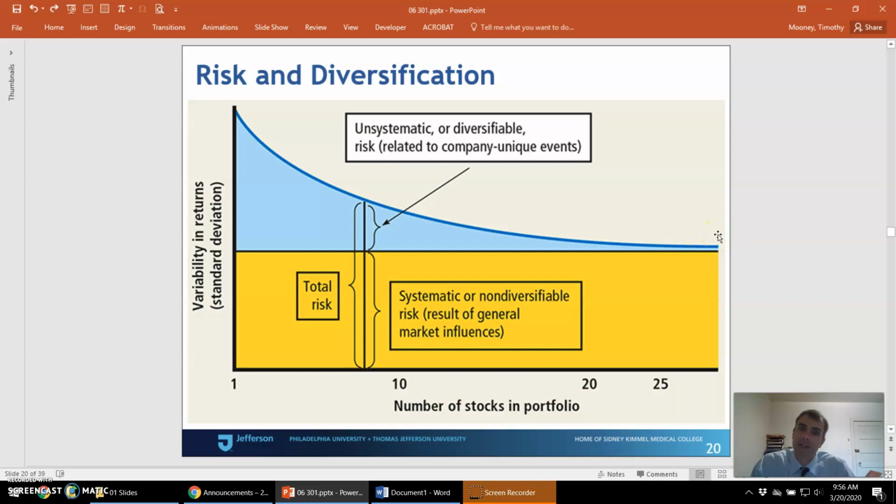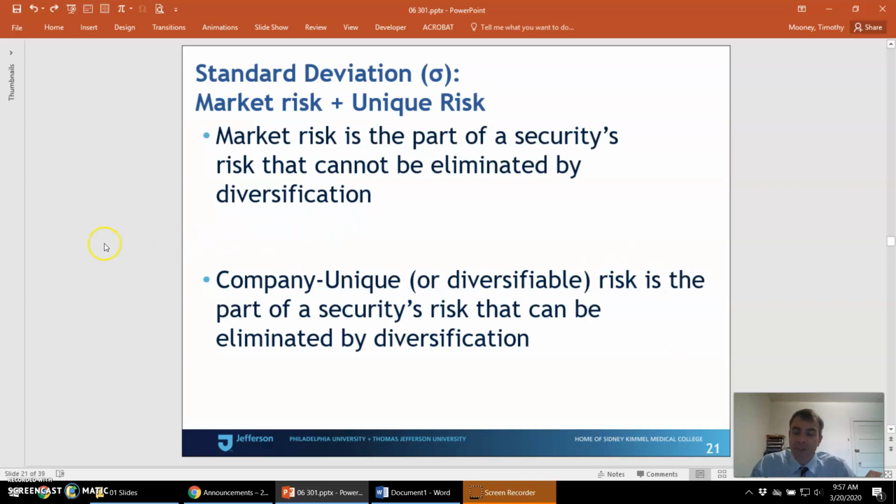So the key takeaway: diversification eliminates company unique risk. What's not eliminated is market risk. We can see that a portfolio's risk doesn't go to zero, because no matter how many stocks you have in a portfolio, there's still market risk. The portfolio is still full of stocks, and all stocks respond negatively to things like recessions and unemployment. So diversification eliminates company unique risk.